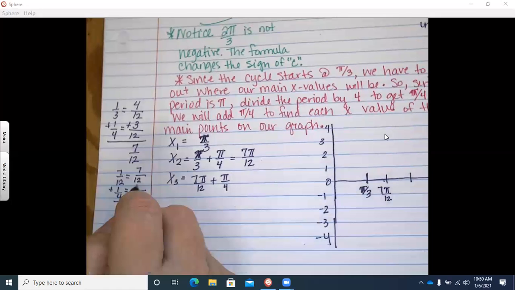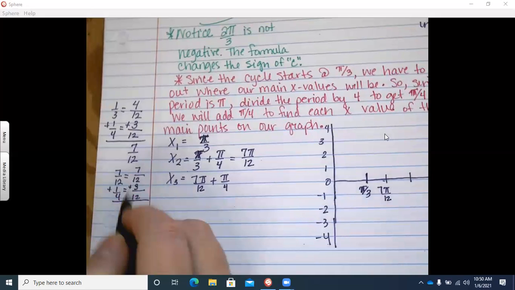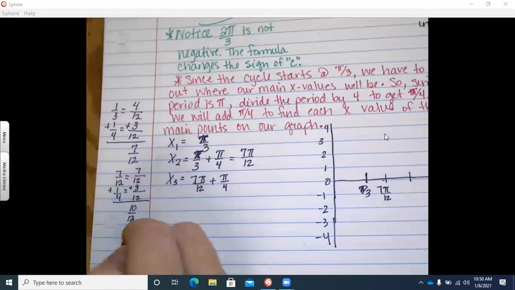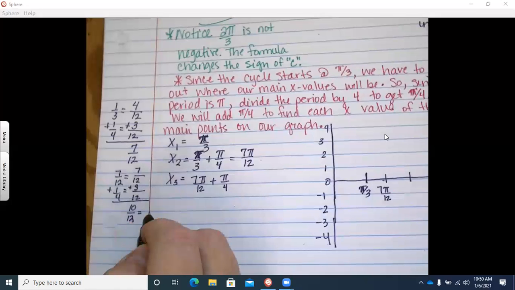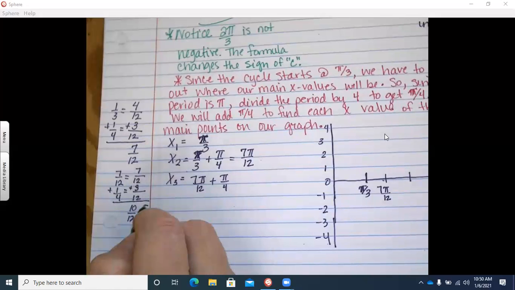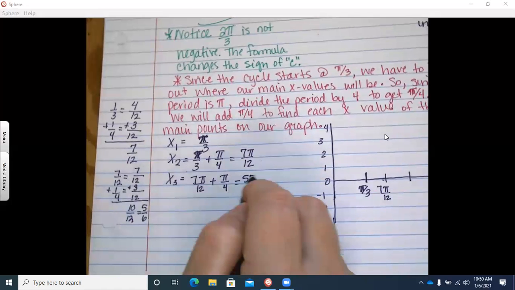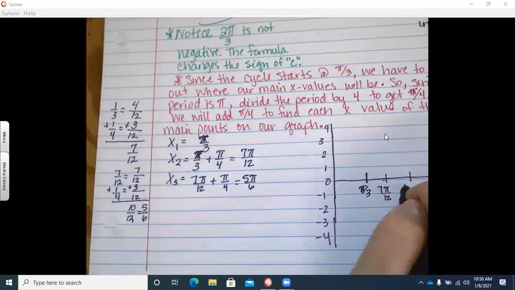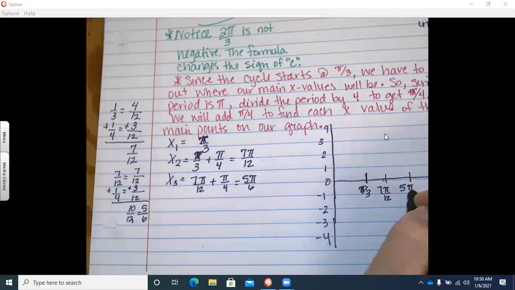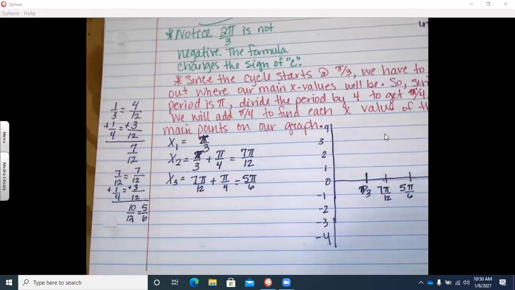Okay, so 7/12 plus 3 twelfths is 10 twelfths, and I can reduce that. What does 10 twelfths reduce to? 5/6. So I'm going to say 5 pi over 6, or 5/6 pi. That's going to be halfway through. Coolio? All right. Let's find our fourth point.